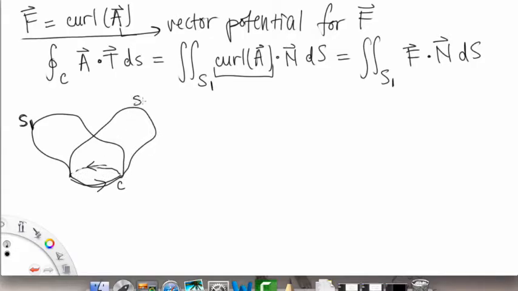So S sub 2, this is a different surface entirely. This has the same boundary curve as S sub 1. So if we took the line integral over C again, and we would get A dot T ds, then that, by Stokes' theorem, would equal the integral over the surface.